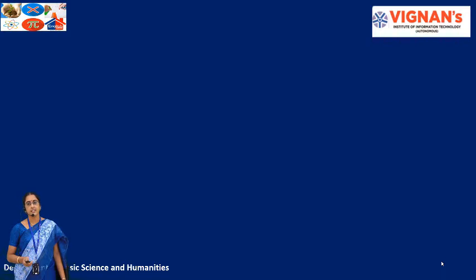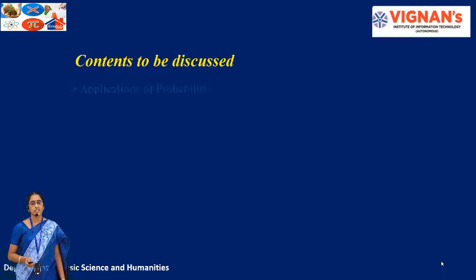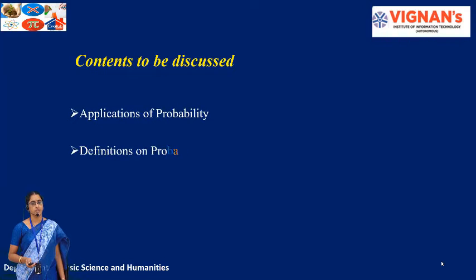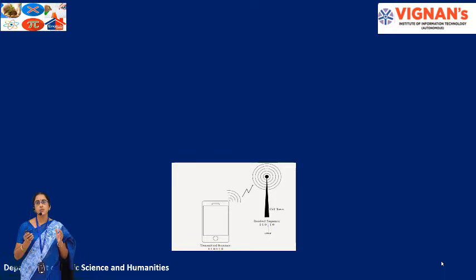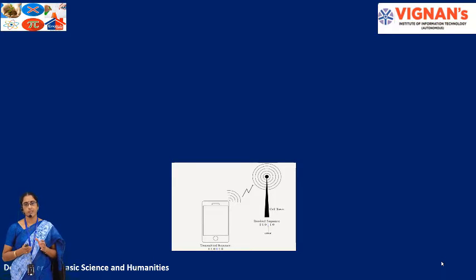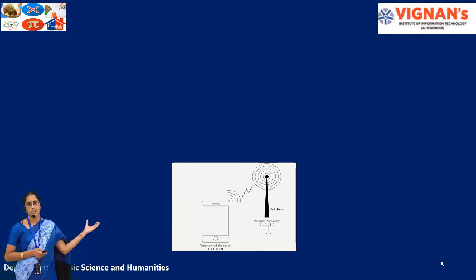Before starting these contents, first we have to know the application of probability. We will consider an example where one student is talking through mobile. Whatever he is talking is nothing but a bit of data. That bit of data has to be transmitted through the tower. It has to be transmitted in the form of 01010, right? But due to some noise, it is transmitted in the form of 101010.